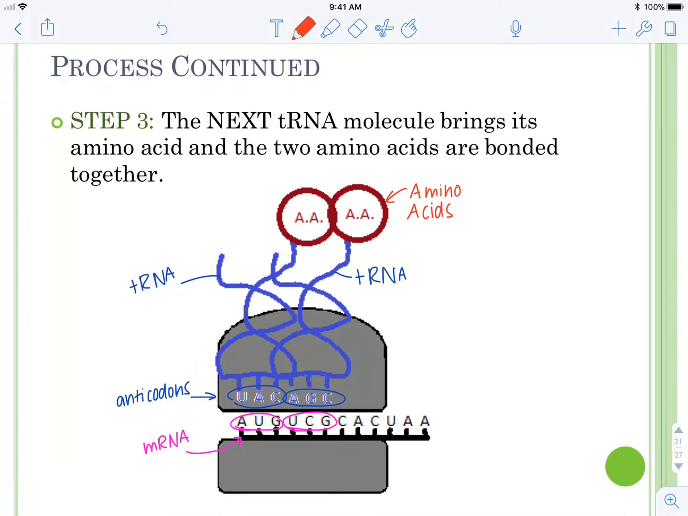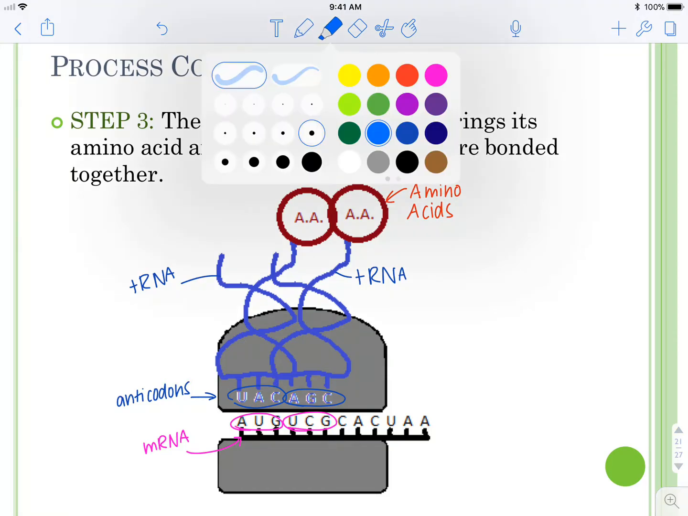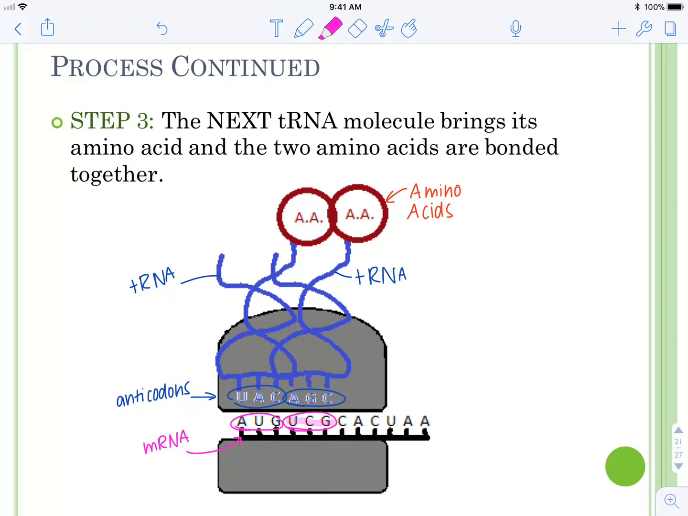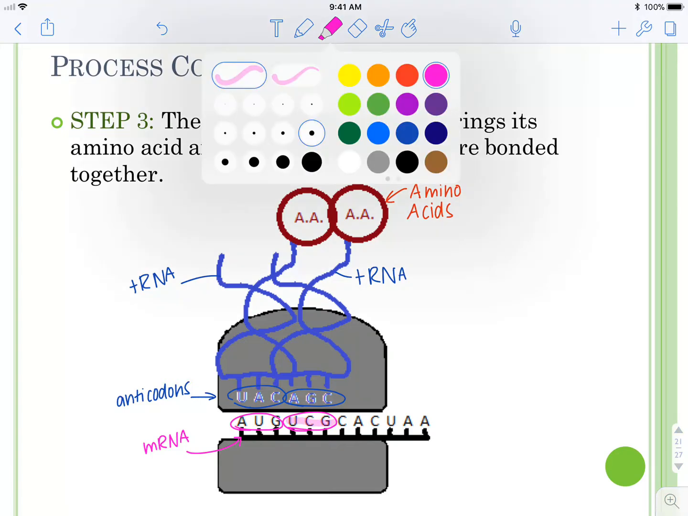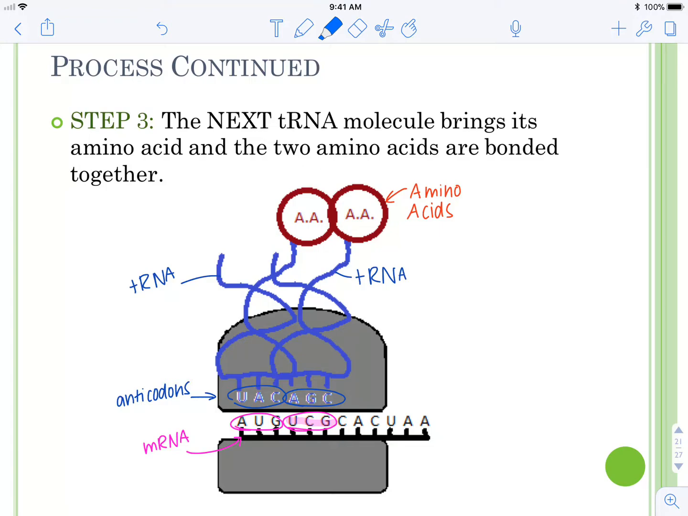What's occurring is the next tRNA molecule comes in, binds according to those codon-anticodon base pair rules. So again, if we're looking very carefully at my second codon, it was UCG. And then my anticodon, the A paired with the U, the G paired with the C, and the C paired with the G. And it brings that next amino acid over.